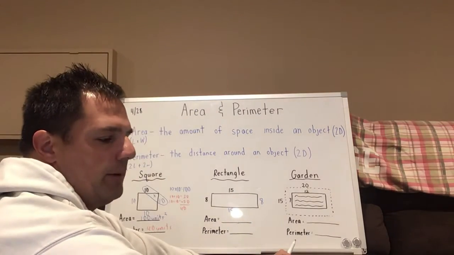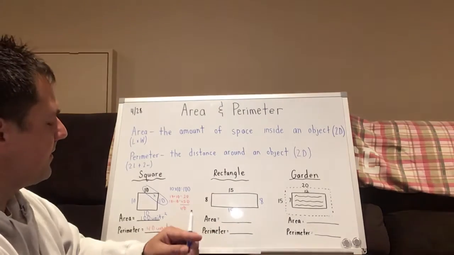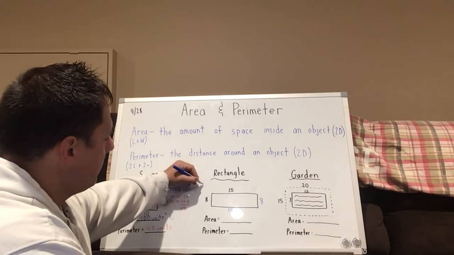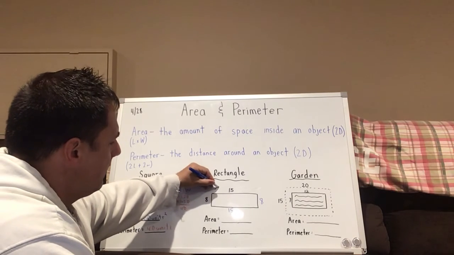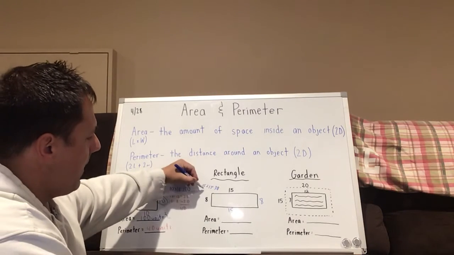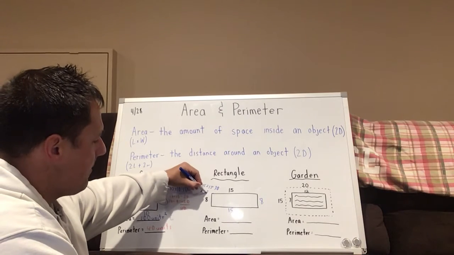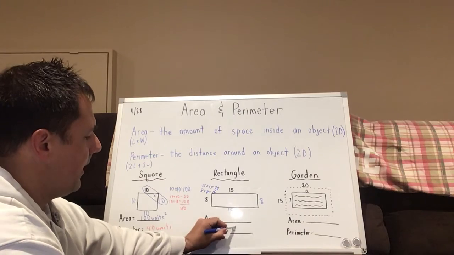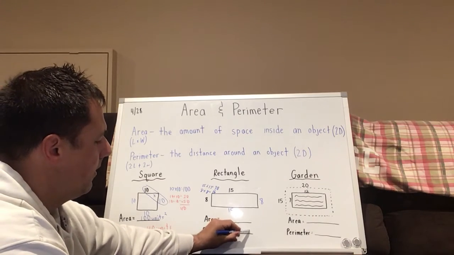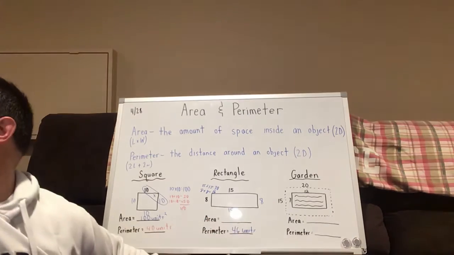Now it's probably going to be a little bit easier here to solve for the perimeter first. So I'm going to do 15 plus 15 to get 30. And then I'm going to add my opposite sides, 8 plus 8 to get 16. And when I add the two of those together, I get 46 units.